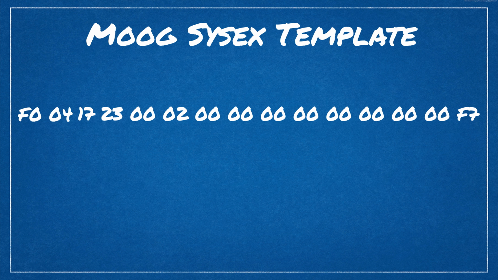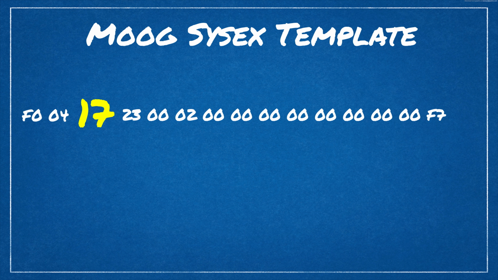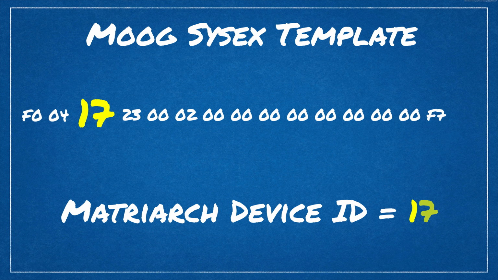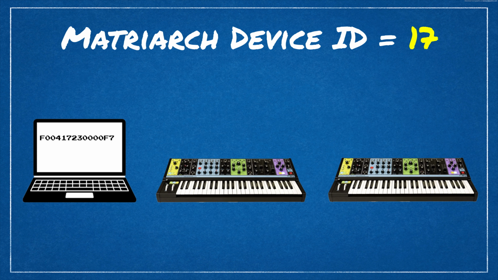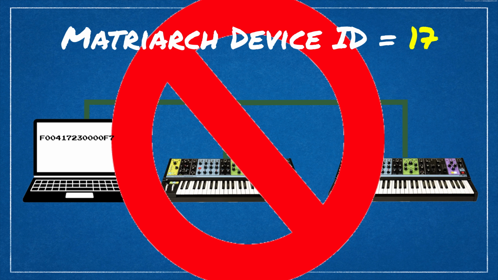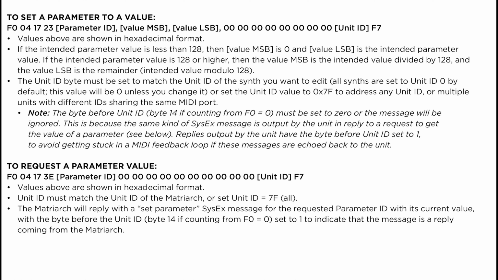The third digit pair, the 17 in this case, is the device ID. So Matriarch's ID is 17. Again, the idea behind device ID is that it can be changed if you have two of the same synths and want to have them daisy chained. But this is different with Moog, at least with the Matriarch.